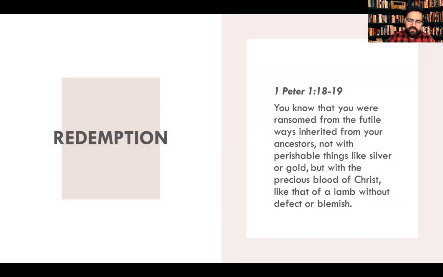And in this last text, 1 Peter 1:18-19, he says, "You know that you were ransomed from the futile ways inherited from your ancestors, not with perishable things like silver or gold, but with the precious blood of Christ, like that of a lamb without defect or blemish." Brothers and sisters, know this: the price paid for you to be redeemed, to be brought back home, into this family, is of no monetary worth. It is much more precious, as Peter says, than silver and gold, dollars and cents.